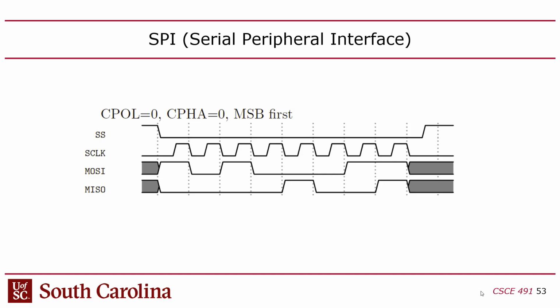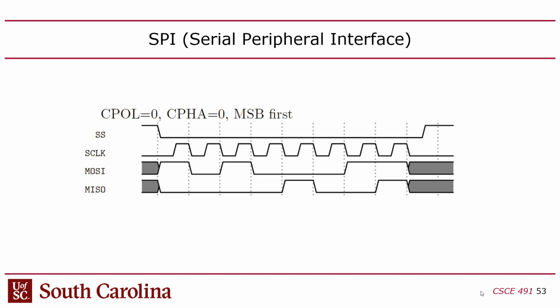So if C-pole is 0, the clock is normally 0 when the channel is inactive. And if C-pole is 1, the clock is high when the clock is not active, okay? So the important thing to understand about that is, depending on C-pole, that's going to tell you what the first clock edge is going to be during a communication session.